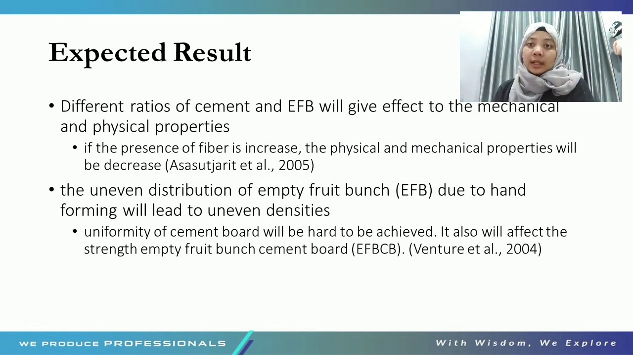For the expected result, the different ratios of cement and EFB will give effect towards the mechanical and physical properties of EFB cement board. According to Asasud Jarid, if the presence of fiber is increased, the physical and mechanical properties will decrease. And the uneven distribution of EFB due to hand forming will lead to uneven density.